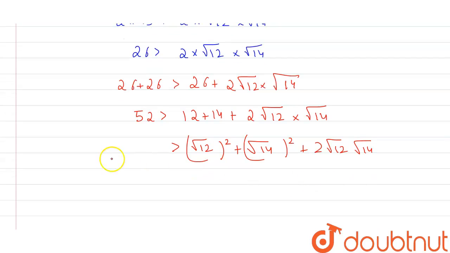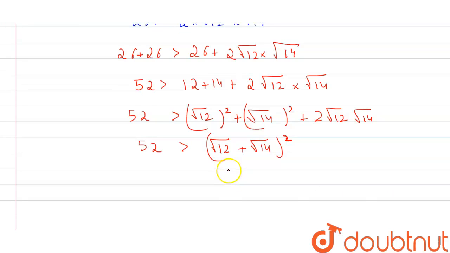If you notice, this is a square plus b square plus 2ab, so this is forming the identity of root of 12 plus root of 14 whole square, and here I have 52. Now to remove the square from the RHS side, I can take a square root on both sides. So this will become root of 52 greater than under root of 12 plus under root of 14.